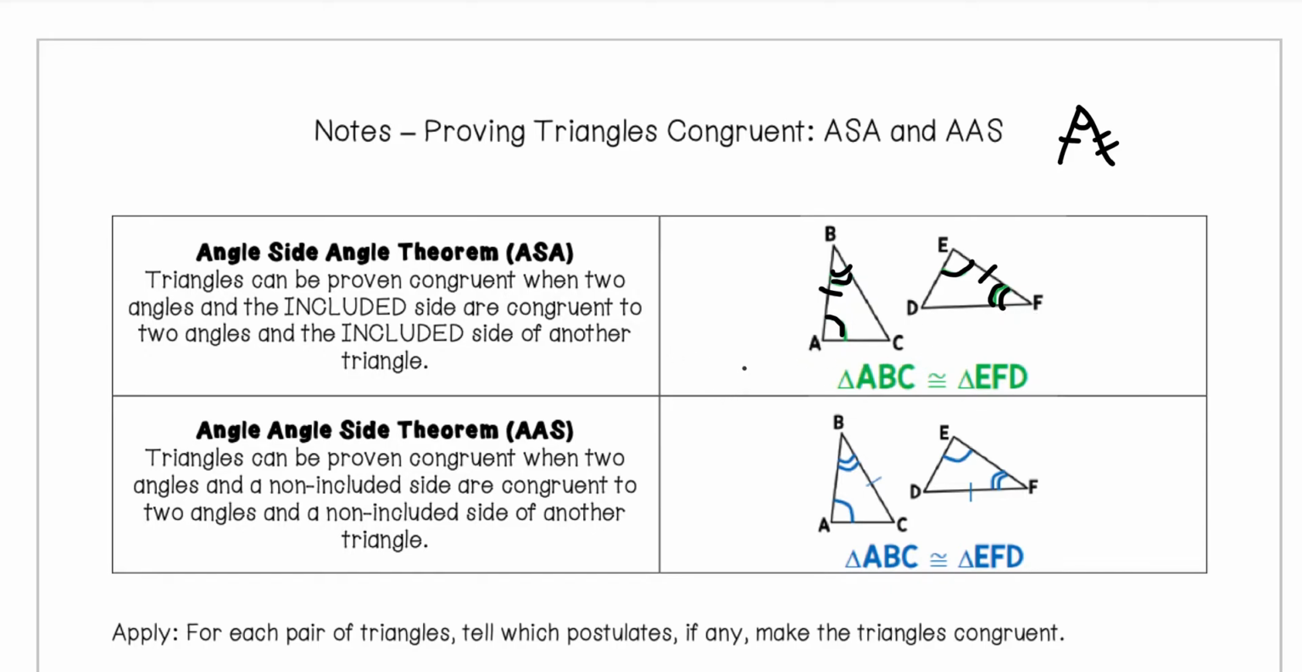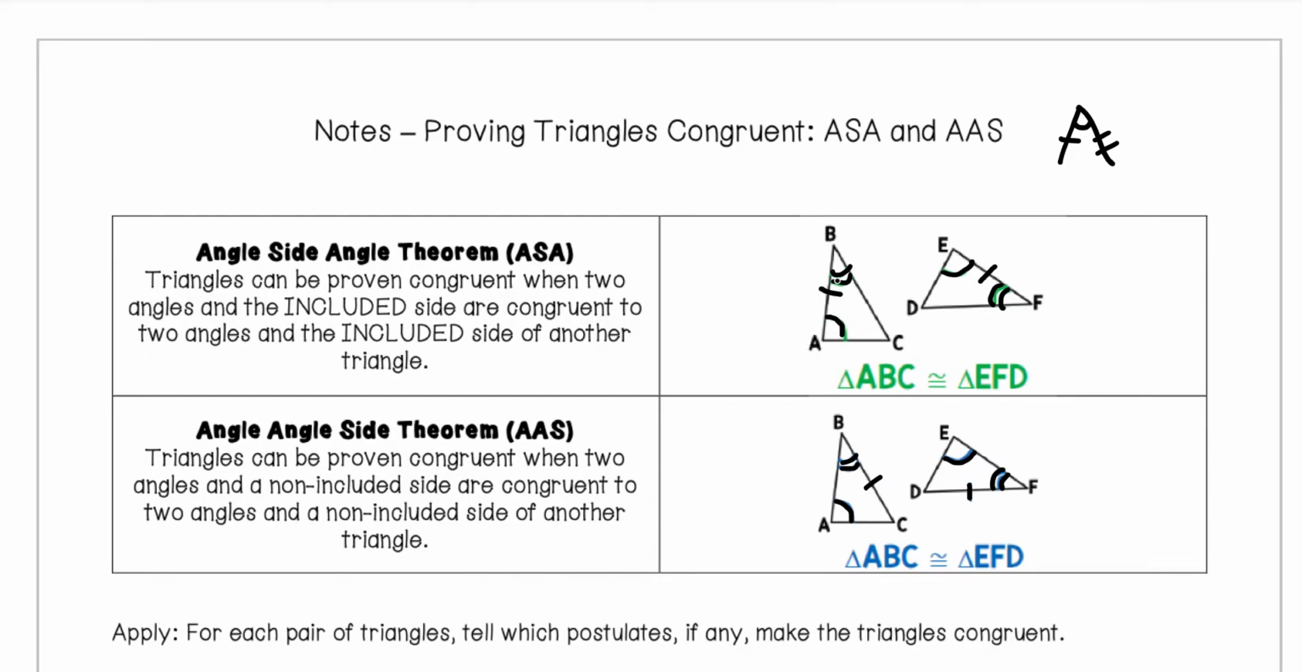Our angle-angle-side theorem, or AAS, is when triangles can be proven congruent when two angles and a non-included side are congruent to two angles and a non-included side of another. So this is where we now have angle A congruent to angle E, B is still congruent to angle F, but now the side that's congruent is not the included side. So we know enough that these two angles and this non-included side are congruent to one another. So these two triangles are congruent because of the angle-angle-side theorem.